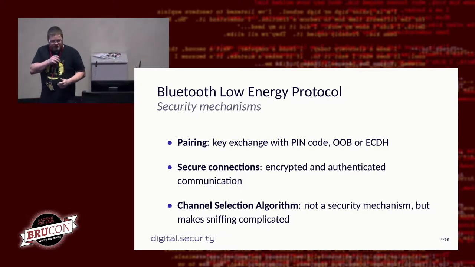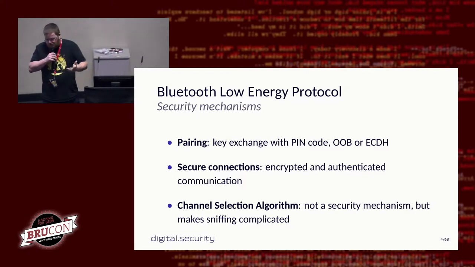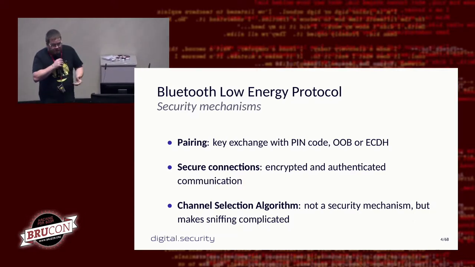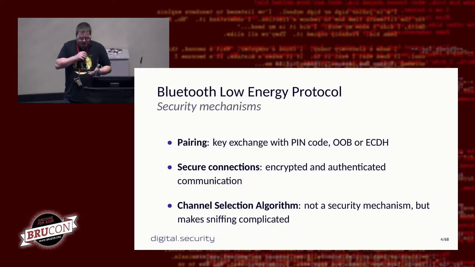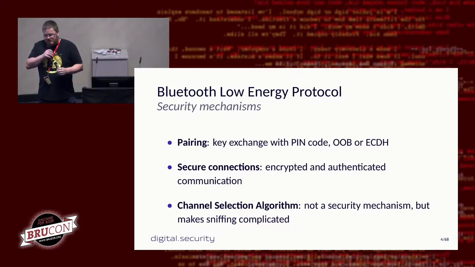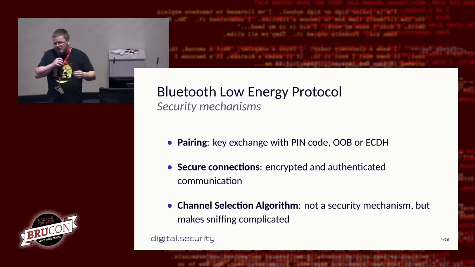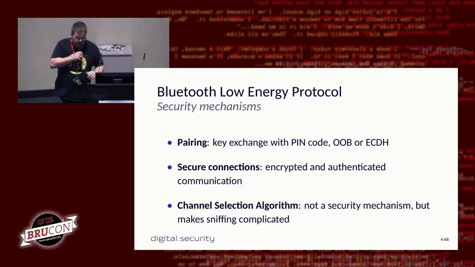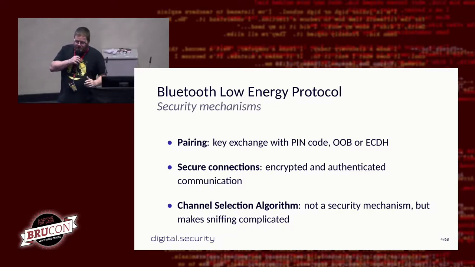This protocol includes a lot of security features and mechanisms. The first one is pairing. This is a process that allows two devices to exchange a key with a PIN code, out-of-band data, or, in the latest version 4.2, with the ECDH protocol. There are some vulnerabilities in this pairing mechanism, but this protocol also provides a secure connection. This is a built-in feature you can use to protect the data exchanged between two devices. It's encrypted and authenticated, so basically, nobody normally can tap into a communication or inject packets in an existing communication.